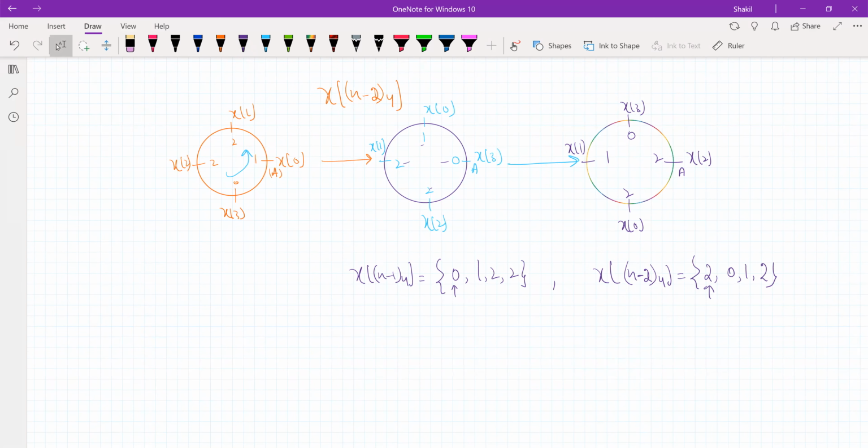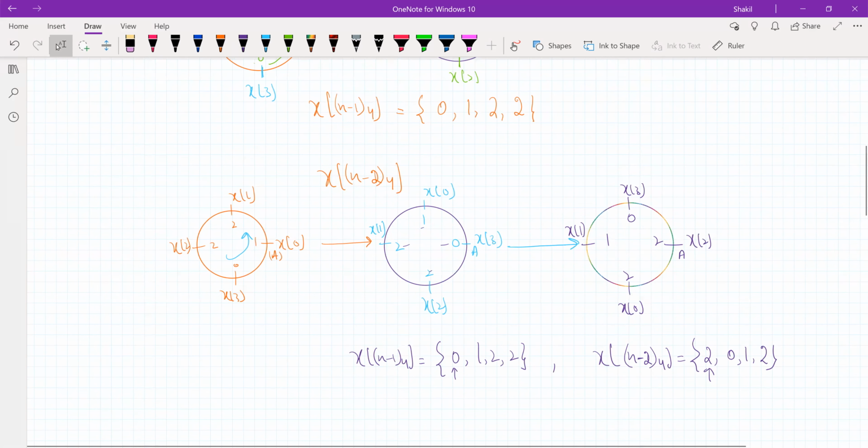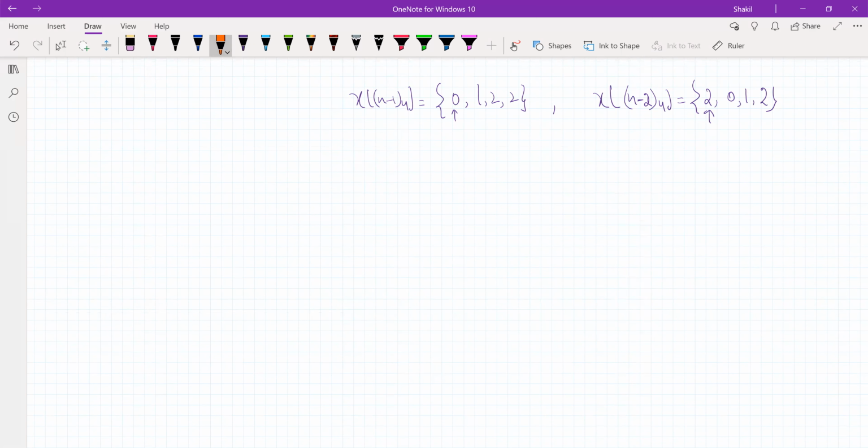Right? Alright. Now, is there any other way to compute the circular shift of a sequence? There is one more way. We can use the linear translation or the linear shift that we have already learned to do this circular shift. And that's referred to as the periodic extension of the sequence, by doing the periodic extension of x of n.